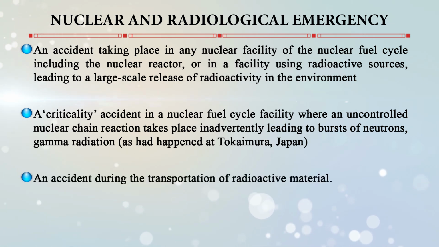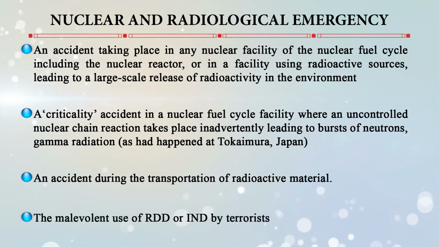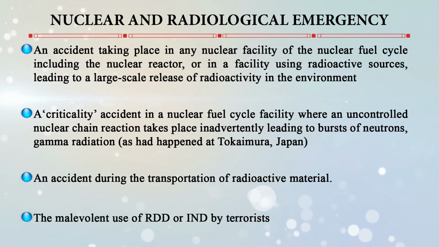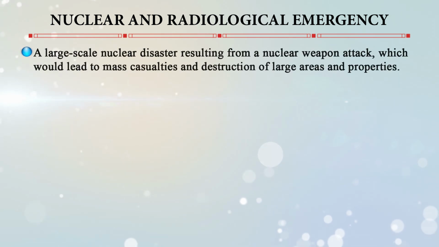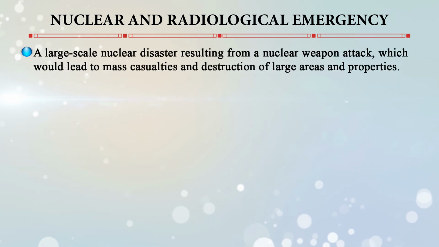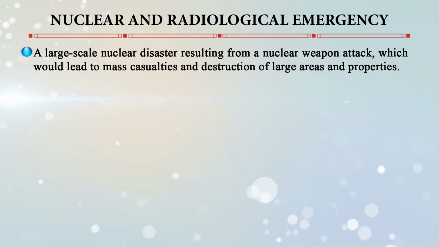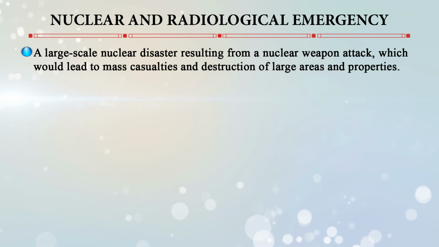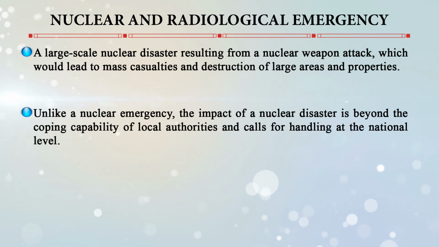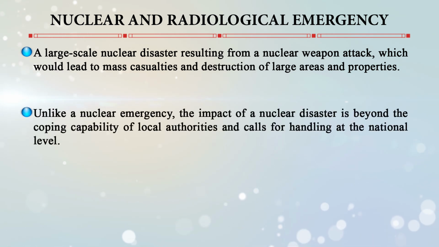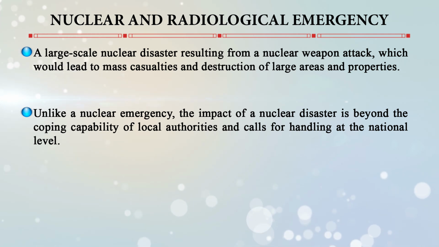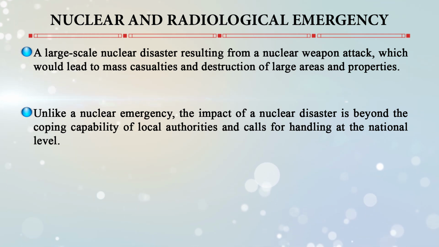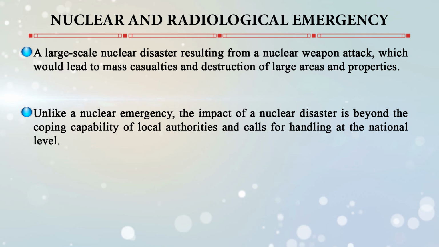Third, an accident during the transportation of radioactive material. Fourth, the malevolent use of radioactive material by terrorists. Fifth, a large scale nuclear disaster resulting from a nuclear weapon attack, which can also lead to mass casualties and destruction of large areas and properties. Unlike a nuclear emergency, the impact of a nuclear disaster is beyond the coping capacity of local authorities, and this can also call for handling at the national level.